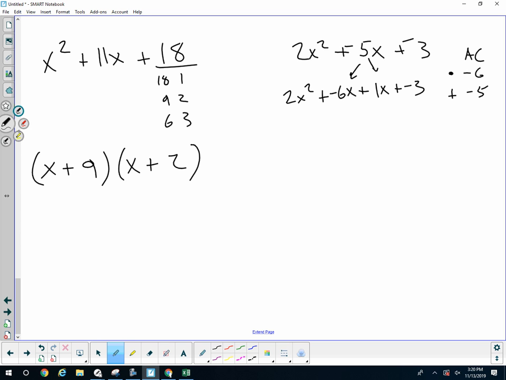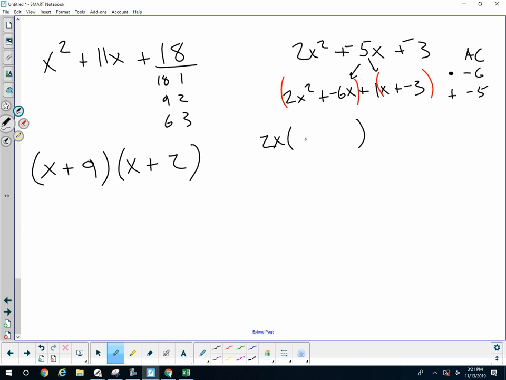Then, 2 groups of 2. Factor out all you can from the first one. And now the second one we'll have to talk about. So -2 times -3 is +6. I need to get -6.